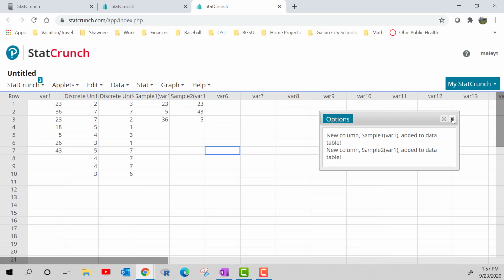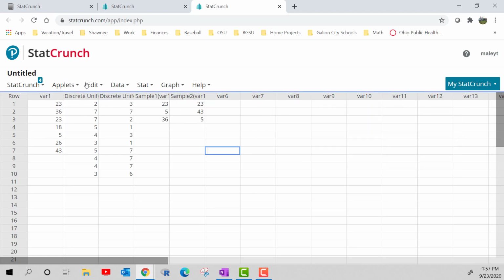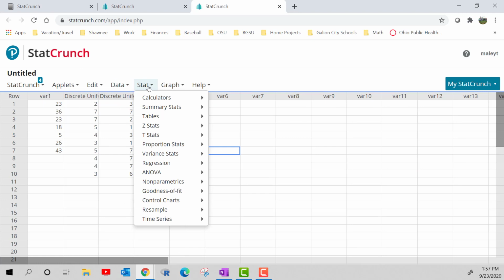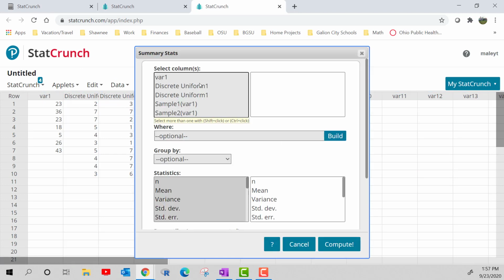And then what I could do now is go to stat and then summary stats and do by column. And then I'm going to pick sample 1 and hold down control and hit sample 2.